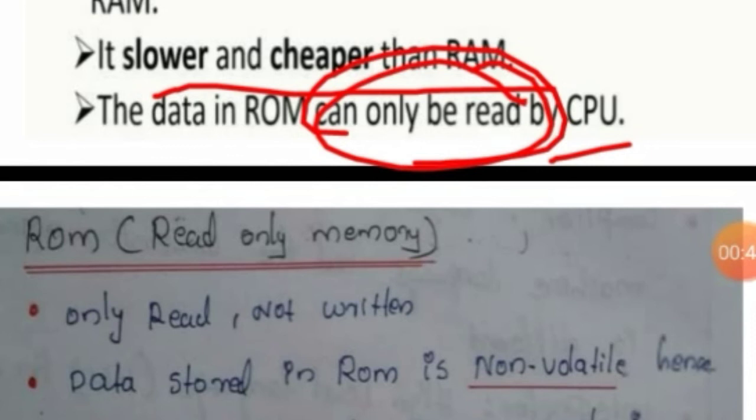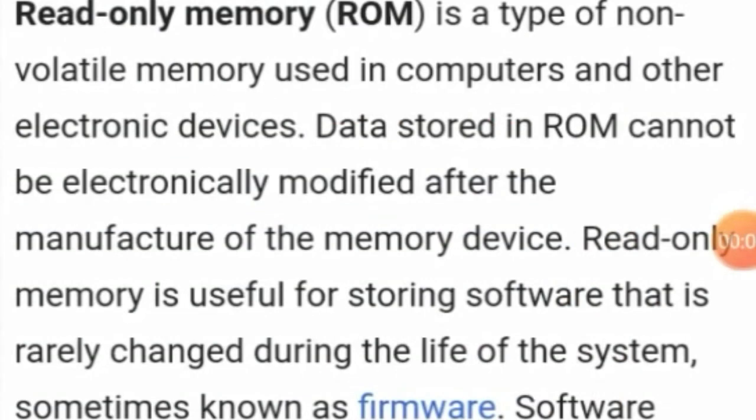Next point, this type of memory circuit holds the computer startup routine. That means ROM is a type of memory that holds the computer startup routine permanently. The ROM's basic input output system tells the computer how to access the hard disk, find the operating system and load it into RAM. So it is used for the startup process of the computer. Okay, clear.